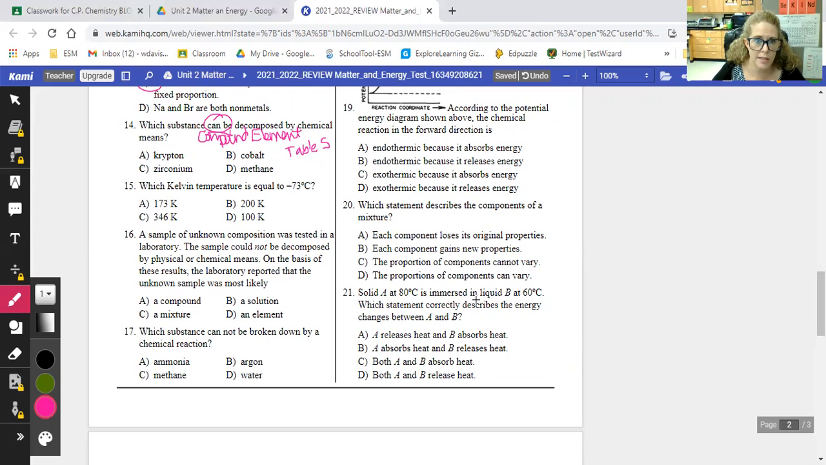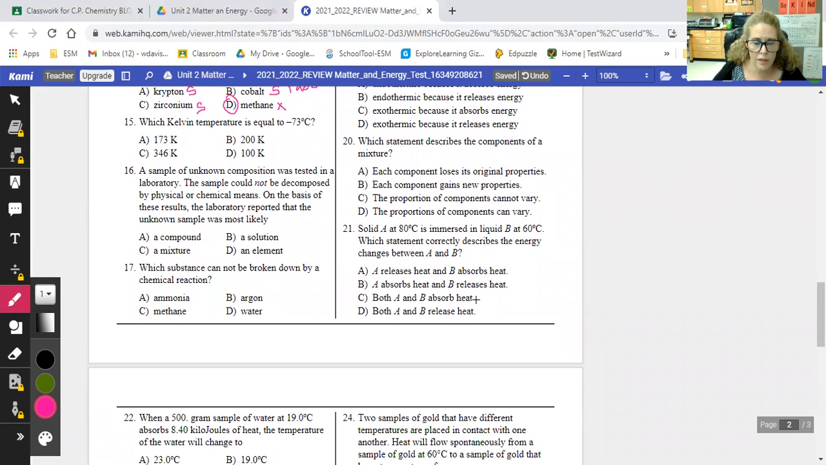So all the elements are listed on table S. This is krypton, that's an element on table S. This is zirconium, that's an element on table S. This is cobalt, this is an element on table S. This is methane, it is not on table S. This is the compound, methane. The other three are elements on table S.